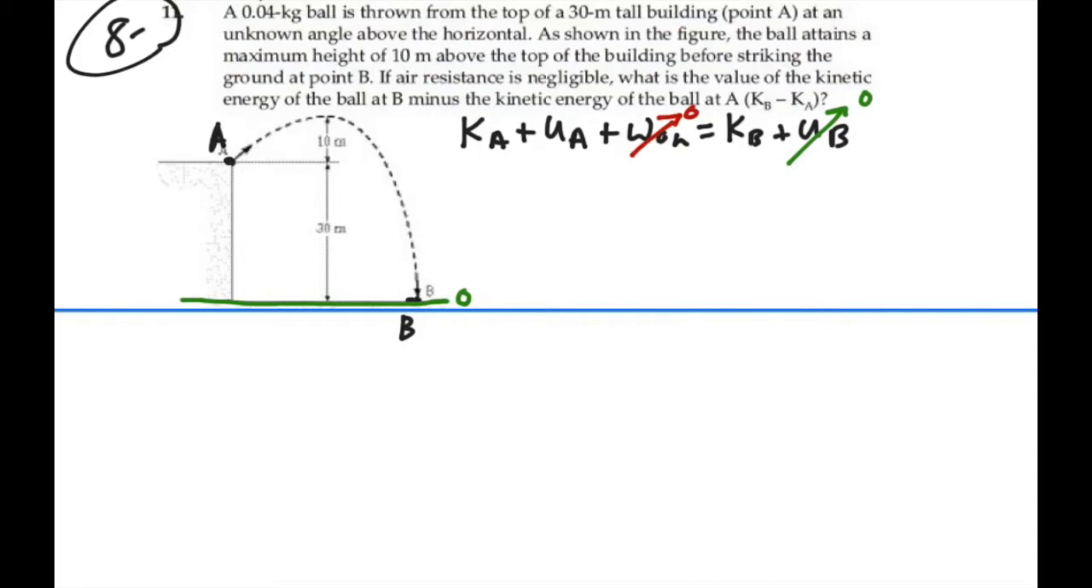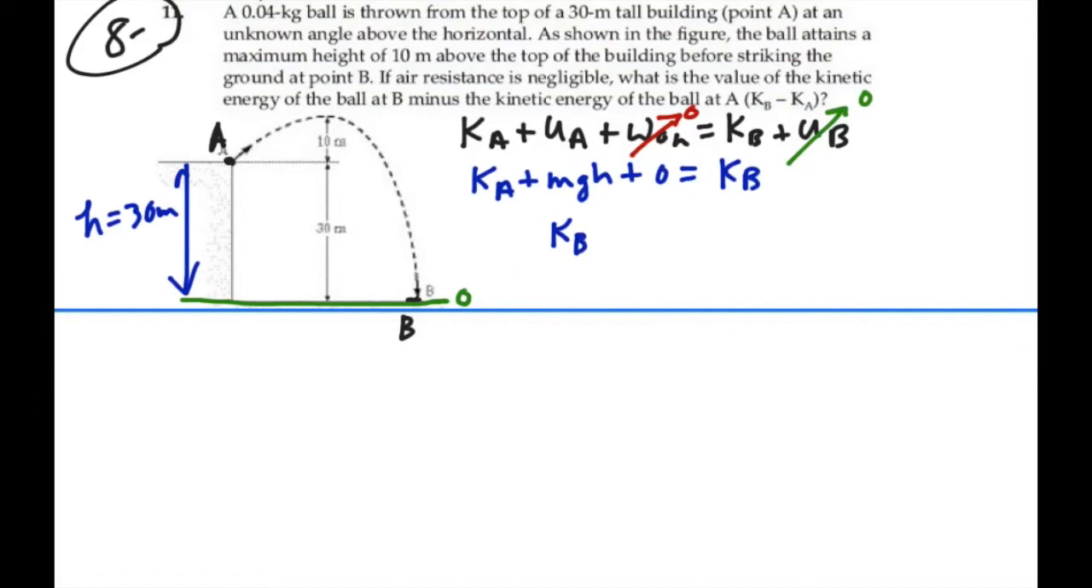And so we have that the kinetic energy at A plus potential energy at A, which is simply going to be mgh, h being our height above point B, this height, which is 30 meters, plus the work done along the way, which is zero, is equal to our kinetic energy at B. Subtracting the kinetic energy at A from both sides, I have that the kinetic energy at B minus the kinetic energy at A is equal to mgh.